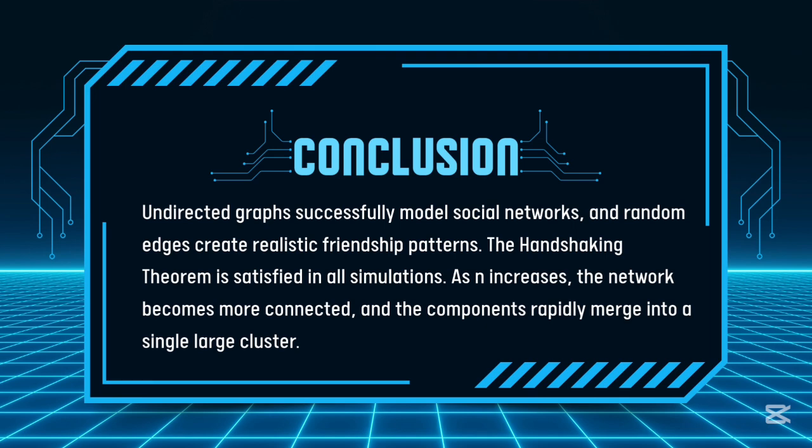To conclude, this project demonstrates how undirected graphs can be used to model social networks effectively. Our simulation shows that increasing the number of users leads to a rapid reduction in the number of connected components, eventually forming a highly connected network. The results also verify important graph properties, including the handshaking theorem. Overall, this project provides a clear understanding of how connectivity evolves in large-scale social networks.